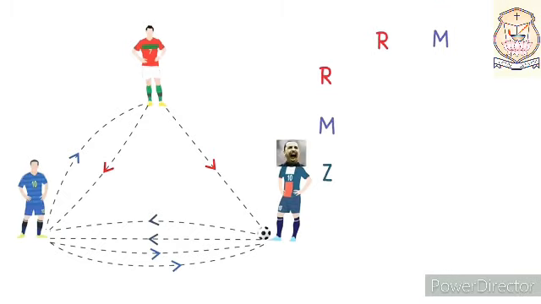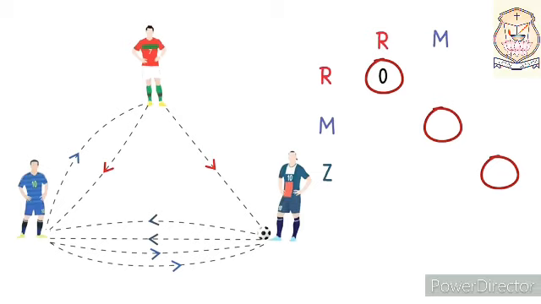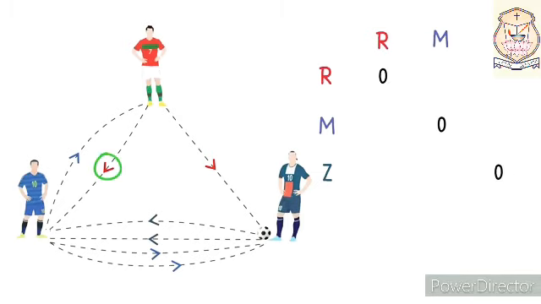We all know what Zlatan is capable of, but let's assume the players can't pass the ball to themselves. So these 3 elements will be 0. There is one arrow going from R towards M, so we write a 1 here. And there's just one pass from Ronaldo to Zlatan. Similarly, we fill the rest of the slots.